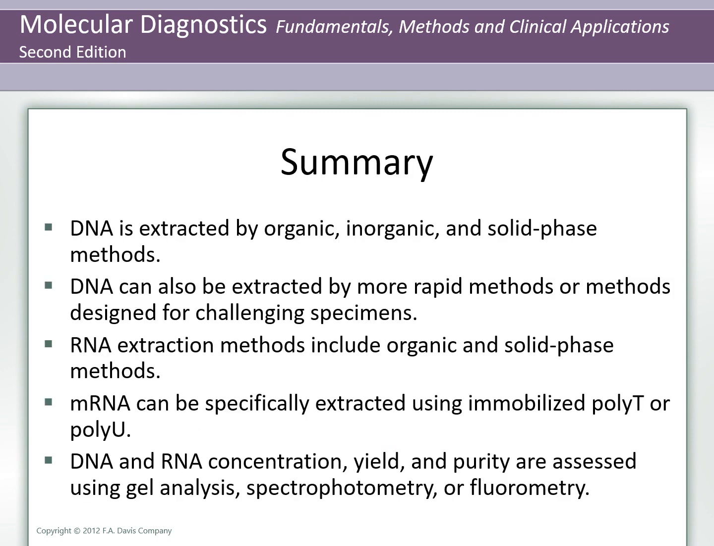So, in summary, DNA can be extracted using organic, inorganic, and solid phase methods. It can also be extracted by more rapid methods or methods designed for challenging specimens, such as dried blood samples using the Whatman filter paper. RNA extraction methods include organic and solid phase methods. Messenger RNA can be specifically extracted using immobilized poly-T or poly-U. And finally, DNA and RNA concentration, yield, and purity can be assessed using either gel electrophoresis analysis, spectrophotometry, or fluorometry.